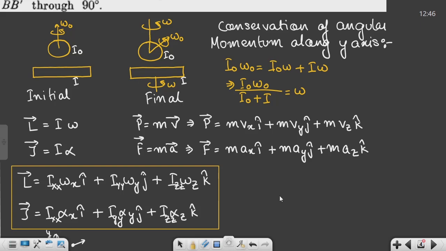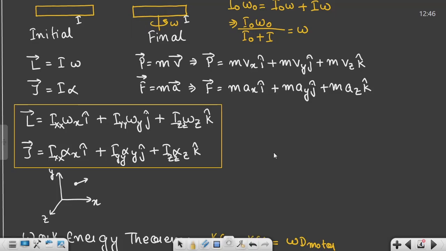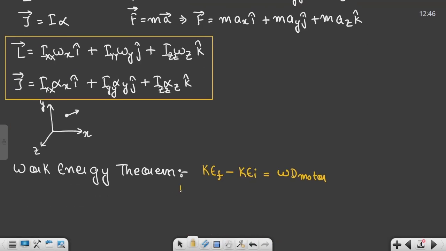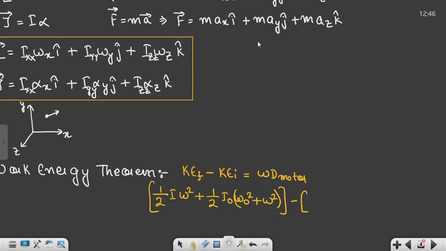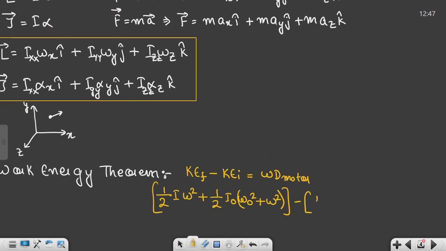So final kinetic energy, and kinetic energy is a scalar quantity, so I can easily add. So final kinetic energy is nothing but half I into omega square plus half I naught into omega naught square plus half I naught into omega square. Understood? This is the final kinetic energy minus initial kinetic energy. What is the value of initial kinetic energy? Only this sphere was spinning, so half I naught into omega naught square. Minus half I naught into omega naught square is equal to work done by motor.